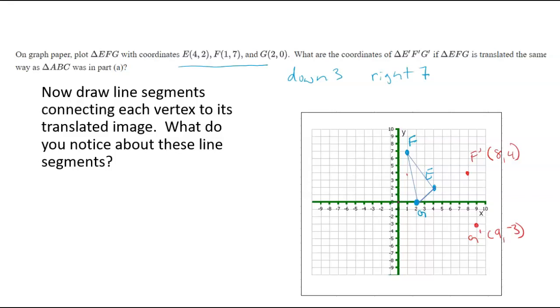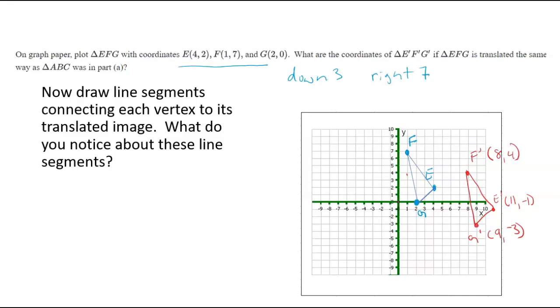And then E prime, I'm going to go down 3, 1, 2, 3, and then over 7. I'm going to be off my grid. I'll be at the 11. So this will be E prime. So 11, negative 1. And again, we'll connect the points. This time I'll just draw them out. Draw it out like that. Okay.